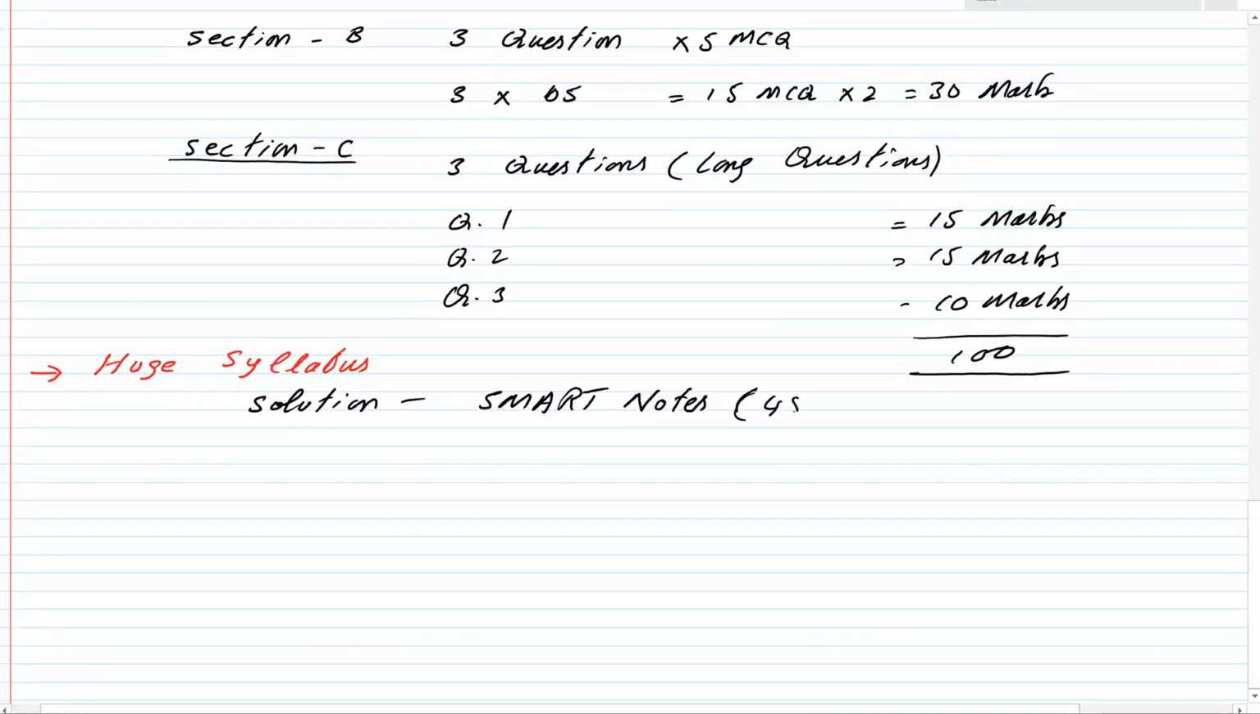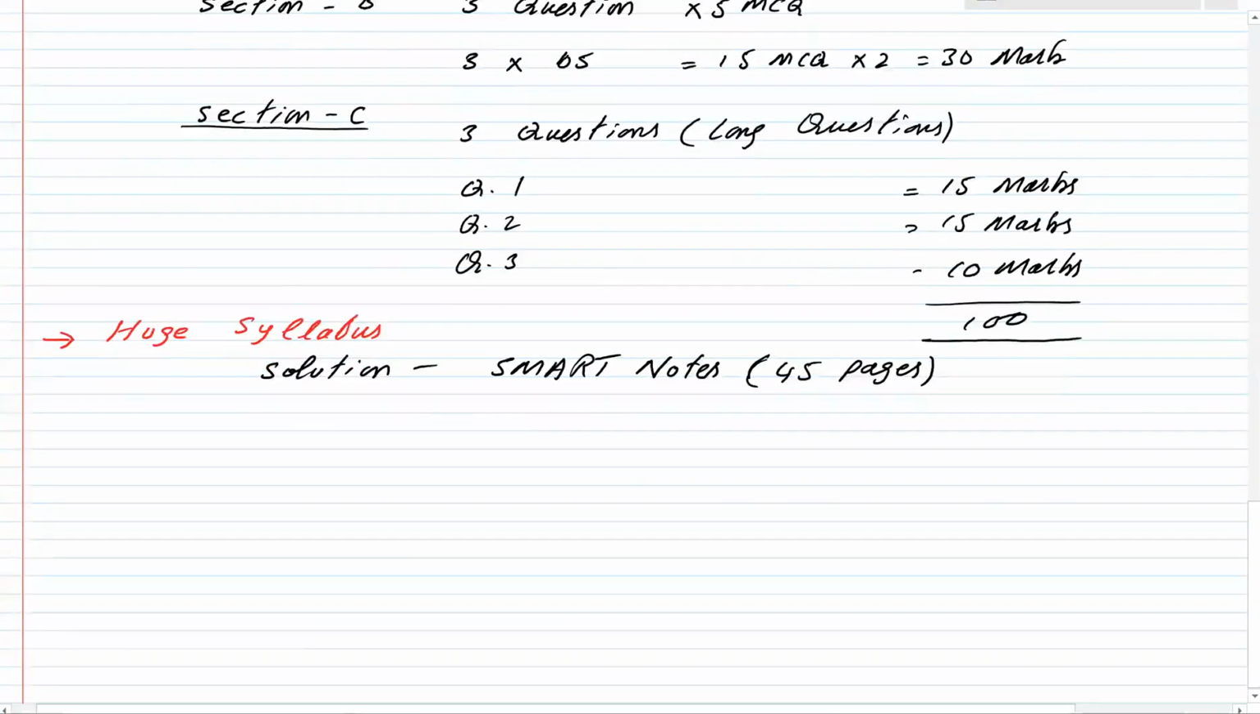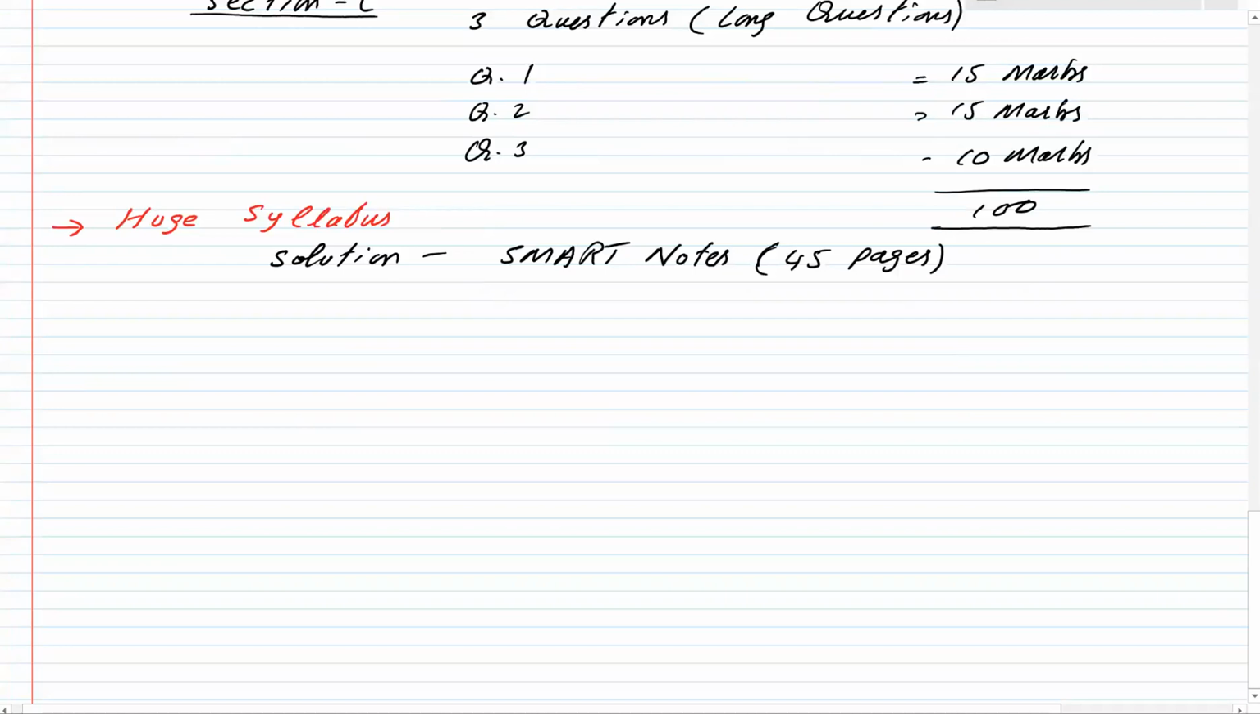They are around 45 pages. So these notes are very concise, very comprehensive, and these notes will cover everything. So you just need to memorize these 45 pages and then you need to focus on practice. I'm not saying that you should not use the book. So the first priority should be smart notes. And then apart from the smart notes, you should use the Kaplan book.